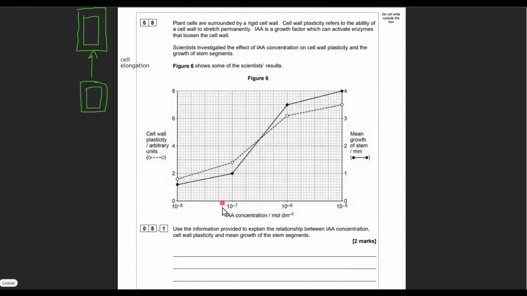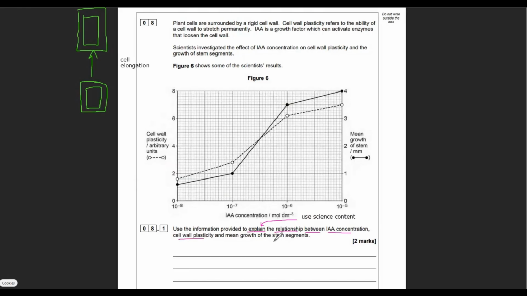Use the information provided to explain the relationship between the IAA concentration of cell wall plasticity and the mean growth of stem cell segments. It's worth 2 marks. Why don't you pause and have a go? And the key here is to use your pen to highlight keywords in the question, in the stem of the question. So use your science content. That's what the word explain means. So you can't just describe the graph. You've got to use your science content.